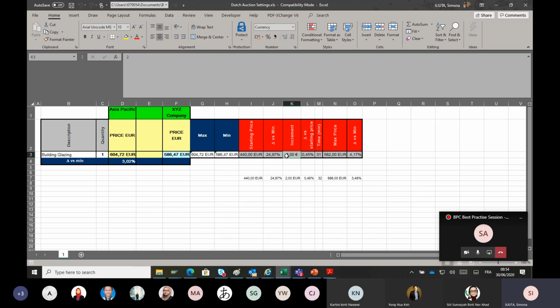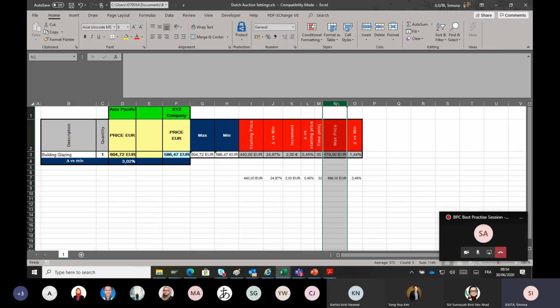Then we have an increment of 2 euros, which is a difference of 0.45% out of the best leading bid. So you make the calculation to understand what the difference is here. Then we have the time. How long is the auction lasting? 30 minutes, 32 minutes, 35 minutes. And look, if I change this, it basically changes the configuration, especially for the maximum price.